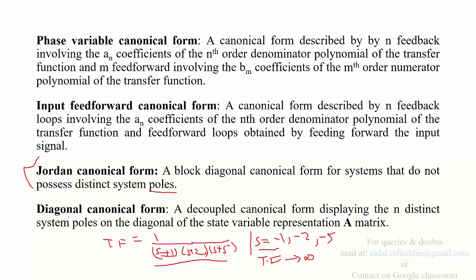Then the fourth type of canonical form is the diagonal form. It's a decoupled canonical form displaying the n distinct system poles on the diagonal of the state variable representation matrix A. In this type of form, when you obtain the state variable representation, in matrix A you will have only the diagonal elements, while the off diagonal elements will be zero. In such a system there will not exist any relation between different state variables. For example, if you have three state variables x1, x2, x3, they will not be connected because of the off diagonal elements, which are zero.